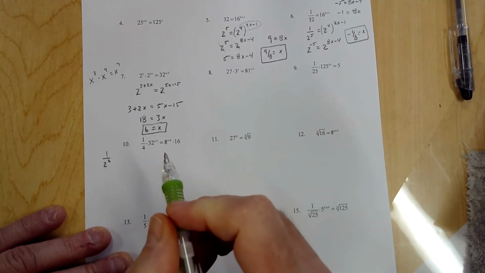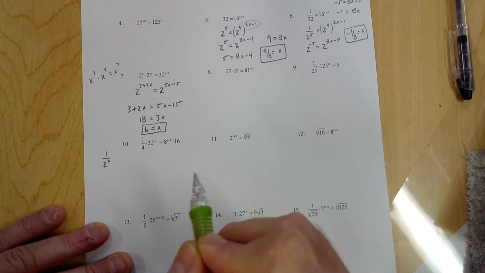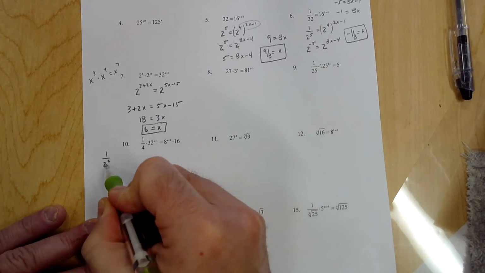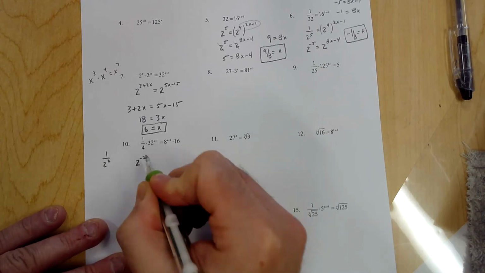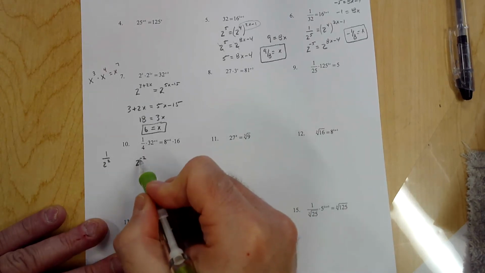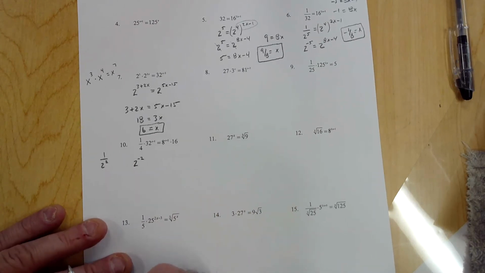And I wrote it off to the side because I'm going to expect some of you to go, okay, that's 2 squared, and then I have to move that to the top, and it's going to become 2 to the negative 2 power. And just go from here to here and actually not write that step.